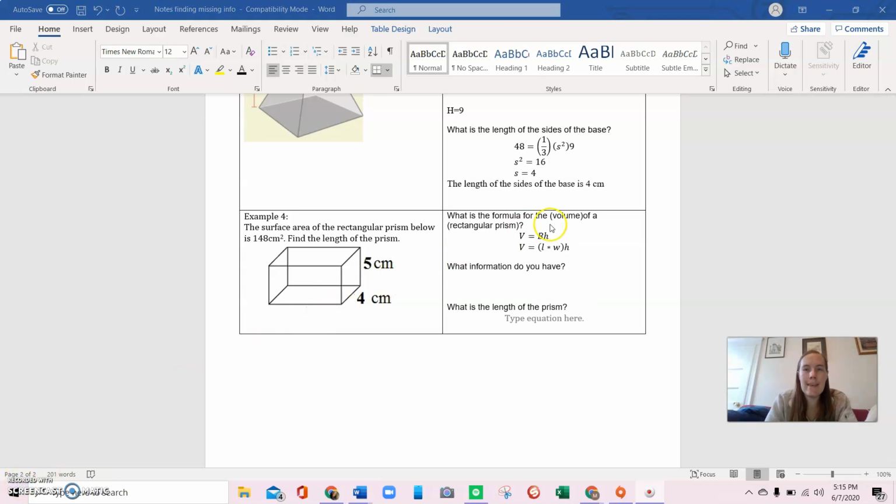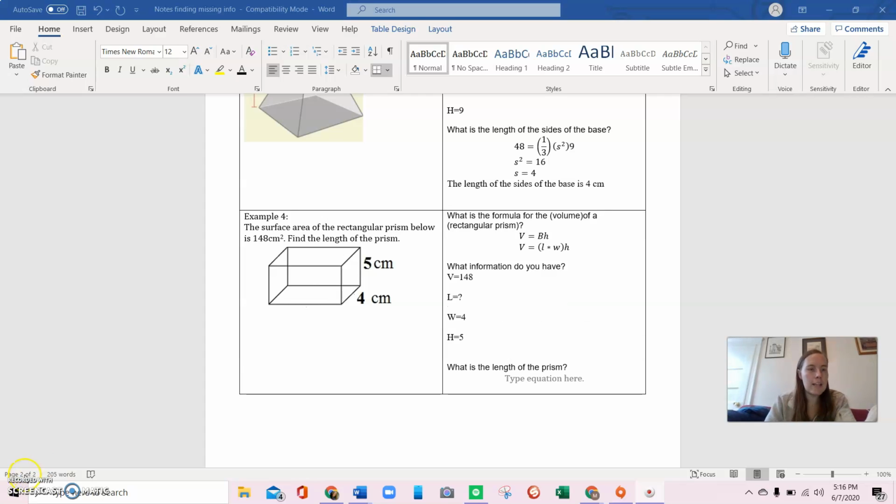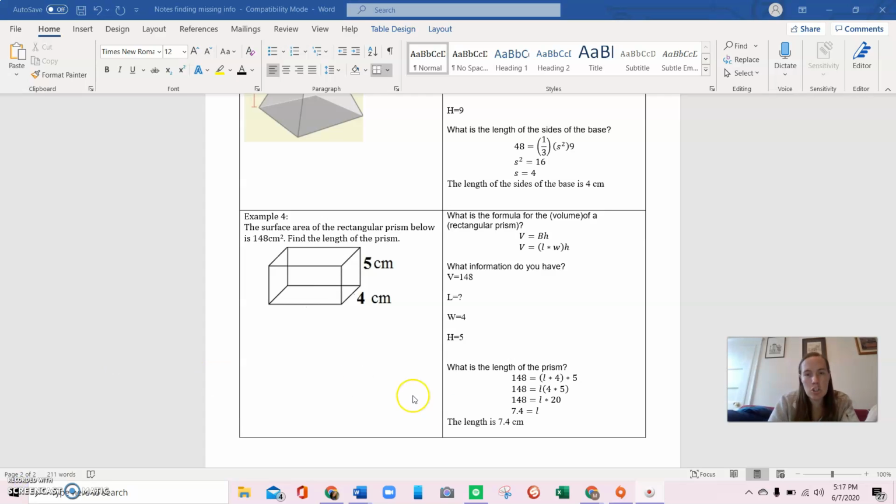So you should have gotten this for your first part. The volume is base times height, which is the area of the base, which is length times width. So remember, this is a rectangular prism. All right, keep going. All right, your next part, you just plug in the information. You should have gotten V is 148. We don't know the length. W is 4, and H is 5. Now the very last step, what is the length of the prism? This very last part, you should have gotten 7.4 centimeters.